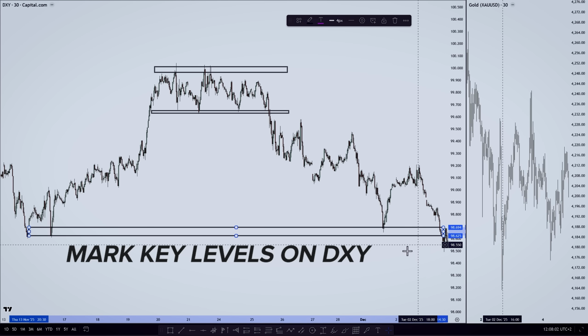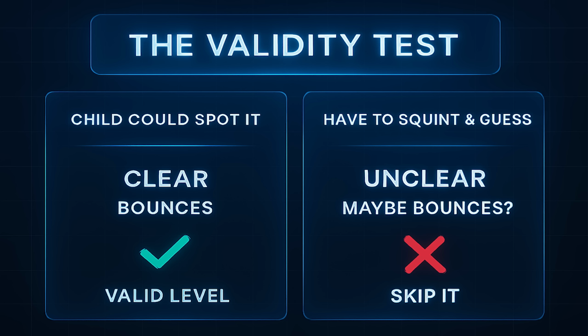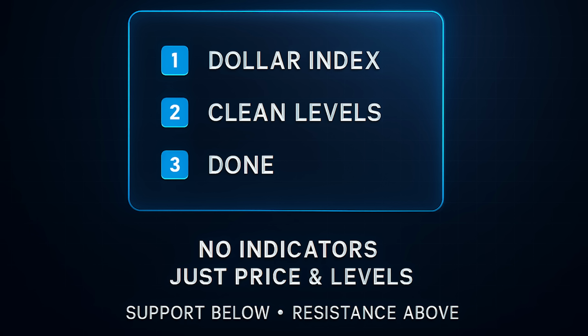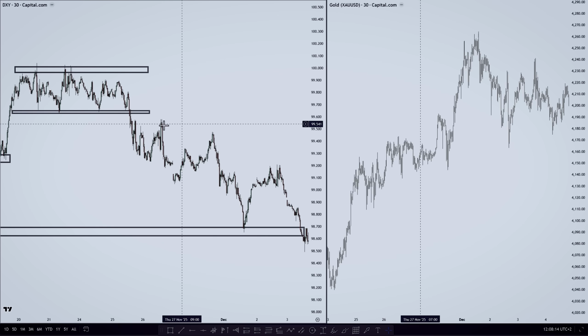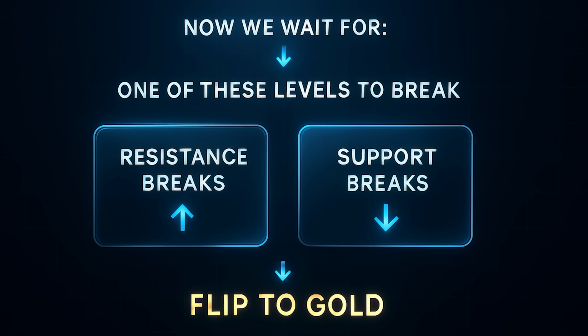If a child could spot the level, it's valid. If you have to squint and guess, skip it. That's the entire setup. No indicators, just clean levels where price reacted before. Support below current price, resistance above. Done. Now we wait for one of these levels to break. When it does, we flip to gold and execute.